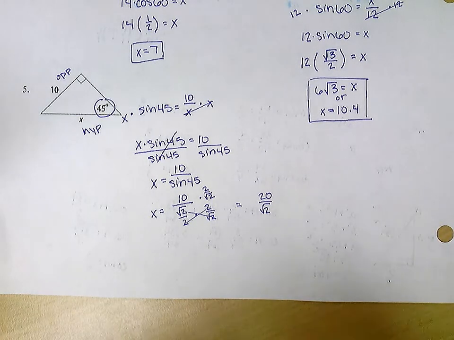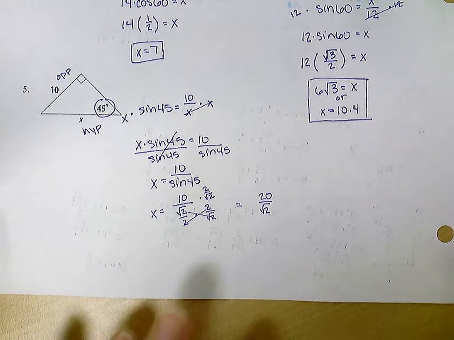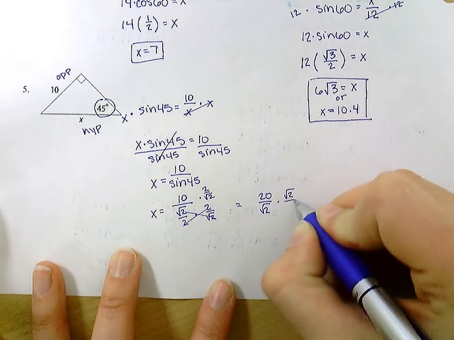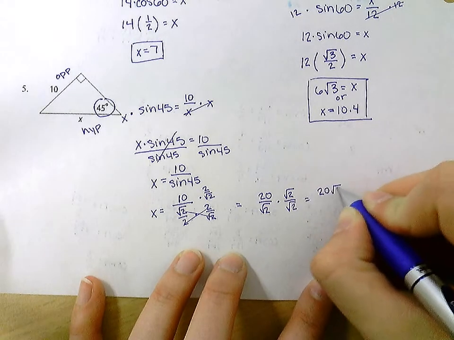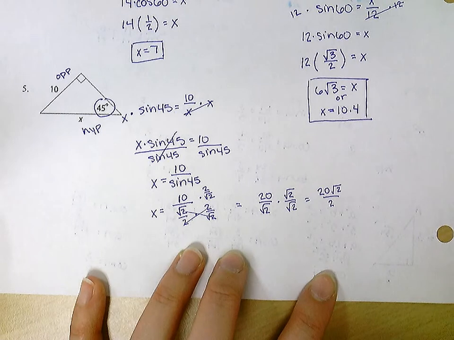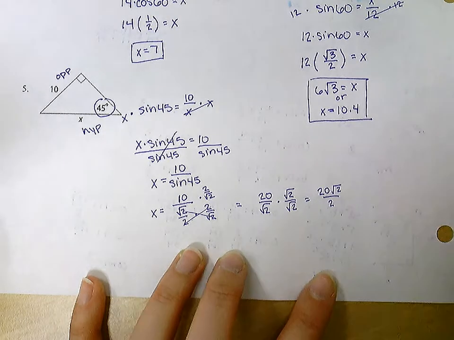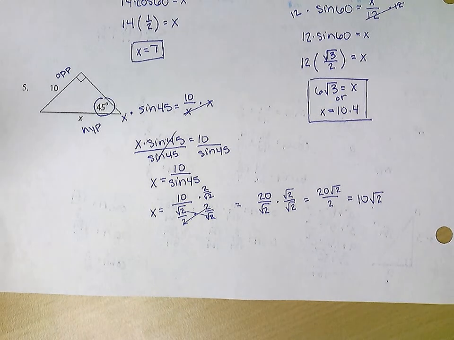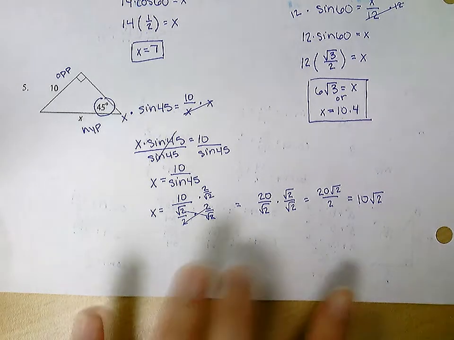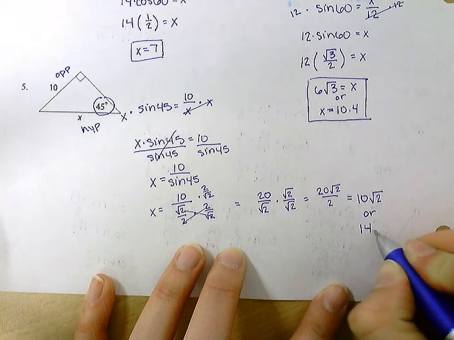Now, since I said you can put it in decimal form, if you'd rather just take 20 divided by the square root of 2, you can, and get a decimal. If you wanted to simplify this radical, you would have to multiply by square root of 2 over square root of 2, to get 20 square roots of 2 over 2. Then I have 20 divided by 2, which is 10, and square roots of 2. So in exact form, this problem would be 10 times the square root of 2. If you plug it into your calculator, you do get 14.1.